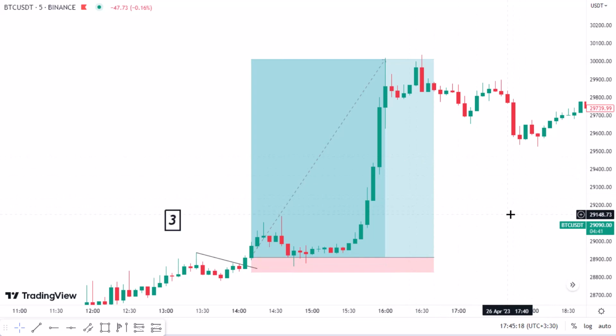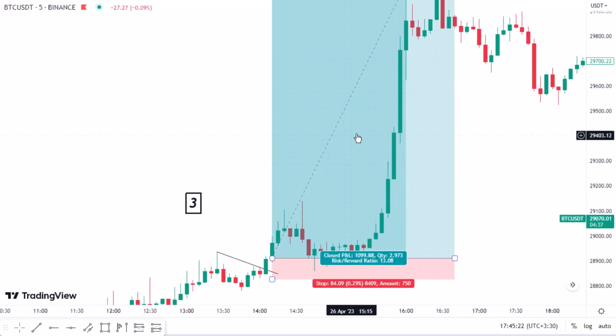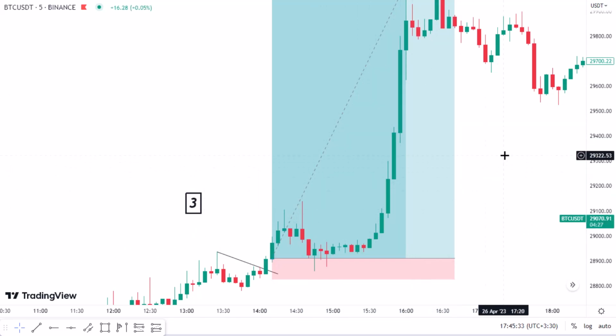fantastic reward. And the point is, it doesn't mean that we should take all that risk to reward 13 here, okay, reward 13. Some people close it on here, some people close it on these candles here. It all means that this position had the potential to give us a reward of 13, okay.